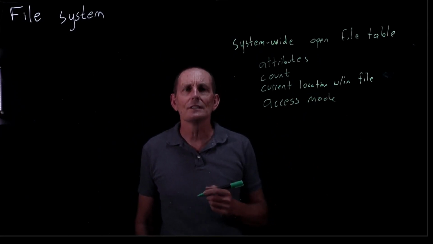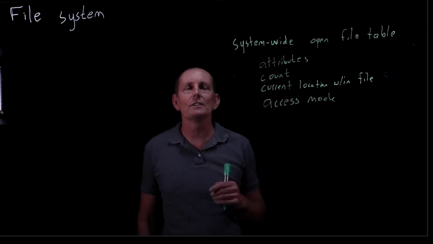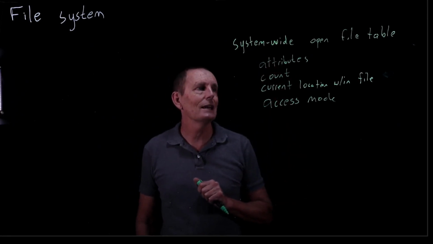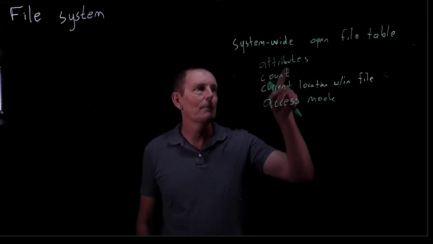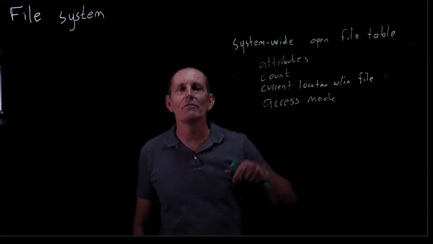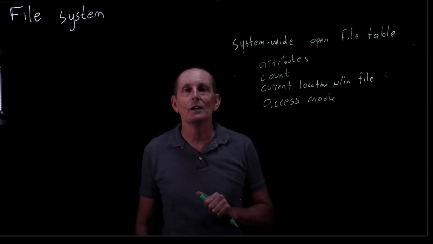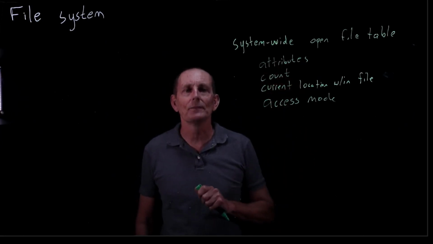And notice that the same file can be open and present in this open file table more than once. So what's an example? Well, let's say I open a file with read access and I open it again with write access. Then I've got two different open file table entries. Or actually, if you just open a file more than once, you're going to get separate open file table entries.